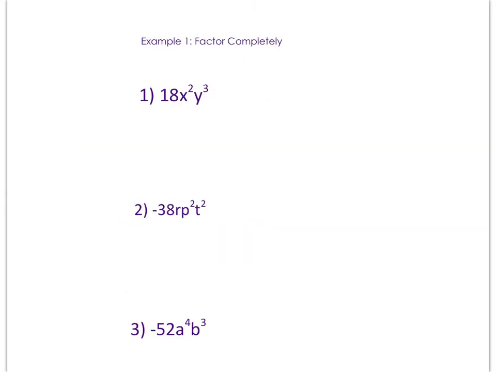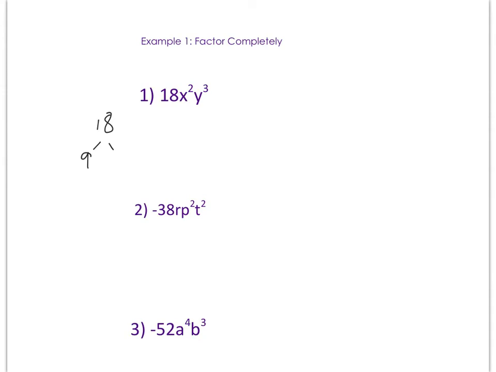Now let's go through a few examples of factoring completely. So on number 1, I see 18x squared y cubed. So I'm going to break down 18 with a factor tree. And 18 breaks down into, and I'm going to think of perfect squares that go into 18. So I know 6 and 3 go into 18, but 9 and 2 would be better because 9 is a perfect square, which means I can take the square root of it. And so that just will help me when I want to completely factor. I know that that will be down to its lowest form.